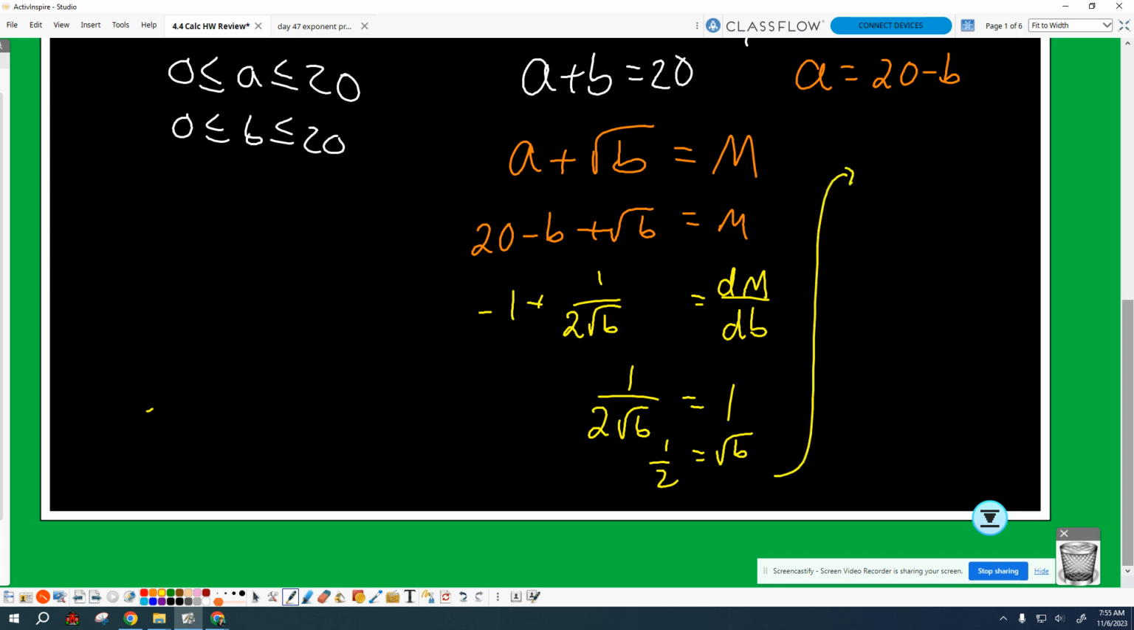When B is 1/4. Is it plus or minus 1/4? No, Josh, why not? Restricted to 0. It's restricted, but I also squared it, so it becomes positive. So B is 1/4. Is that gonna be a maximum or a minimum?